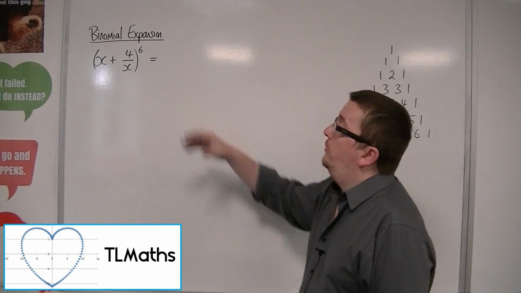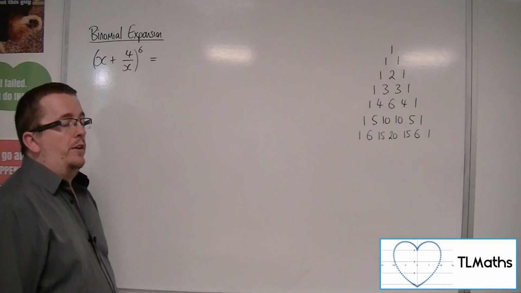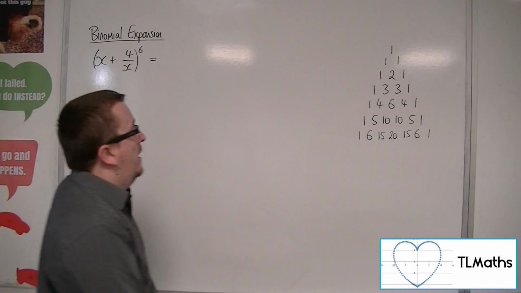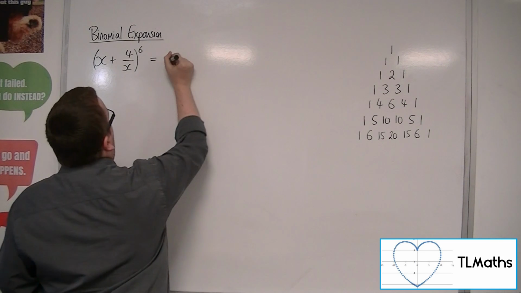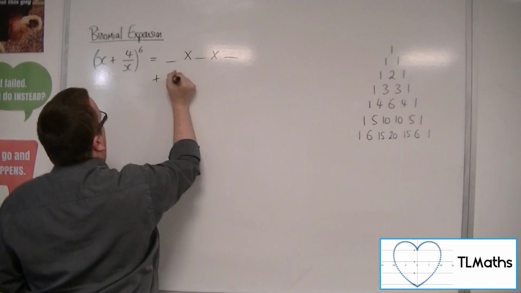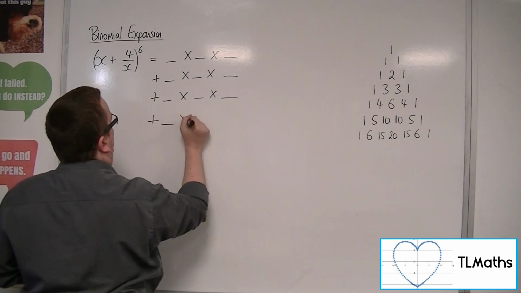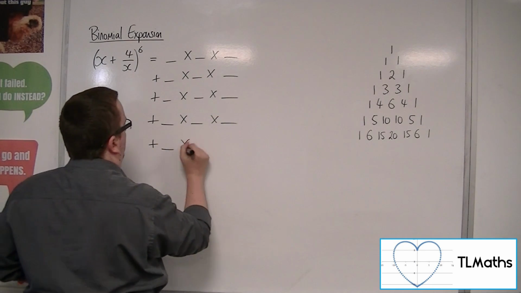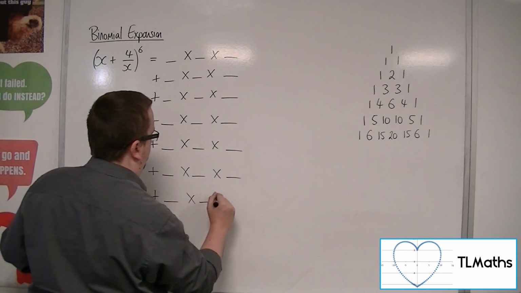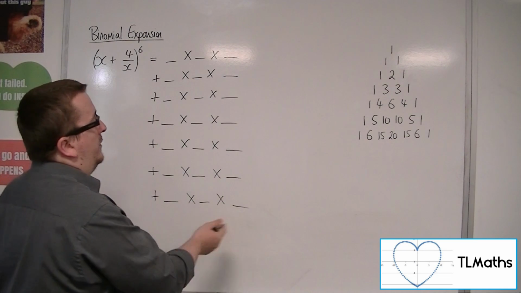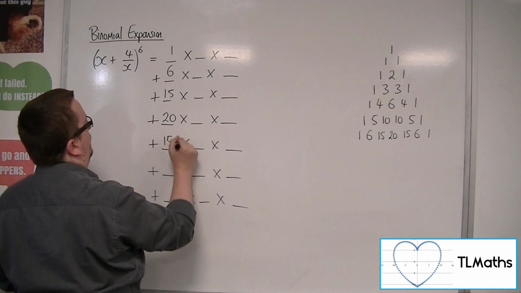In this video I want to fully expand (x + 4/x)^6, and I've added a 6th row to Pascal's triangle ready for this, so that I have 1, 2, 3, 4, 5, 6, 7 terms. So in the first row goes Pascal's triangle, so we have 1, 6, 15, 20, 15, 6 and 1.